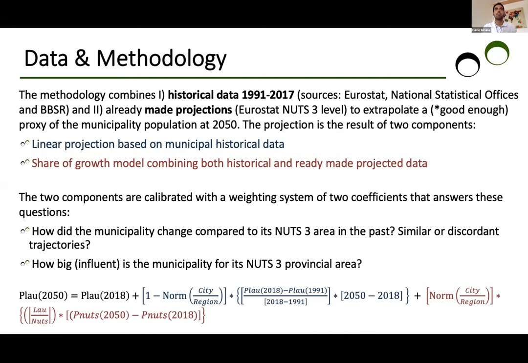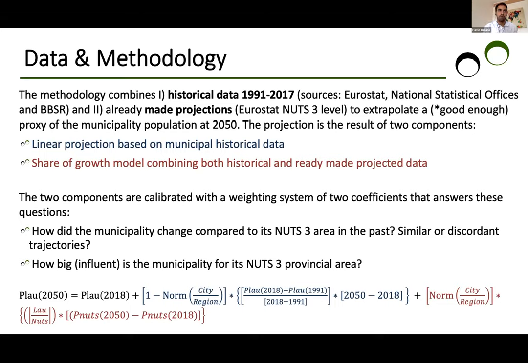So methodologically speaking, in rather simple words, the projection is the result of two components: a linear projection solely based on municipal historical data, and another component that uses the shallow growth model that combines both historical and ready-made projected data. These two components are calibrated and combined, put together with a weighting system of two coefficients.